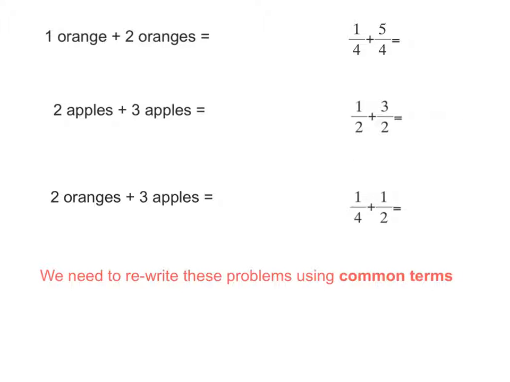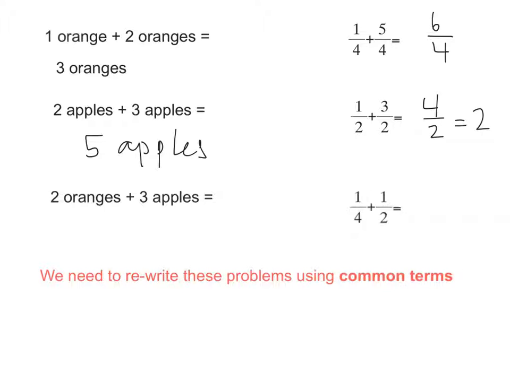If I have one orange and I'm going to add 2 oranges to it, what do I have altogether? 3 oranges. If I have 1/4 plus 5/4, what do I have altogether? 6/4. If I have 2 apples and I add 3 apples to it, what do I have altogether? 5 apples. If I have 1/2 plus 3 halves, what do I have altogether? 4 halves, which is the same as 2.